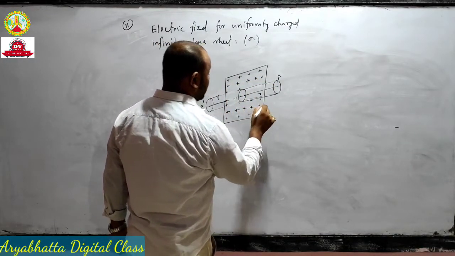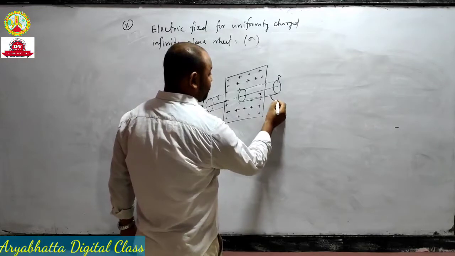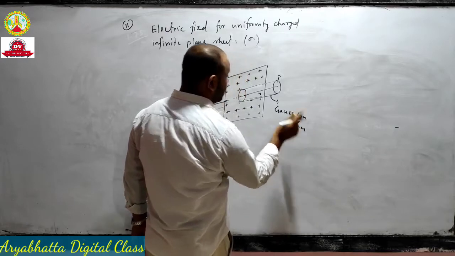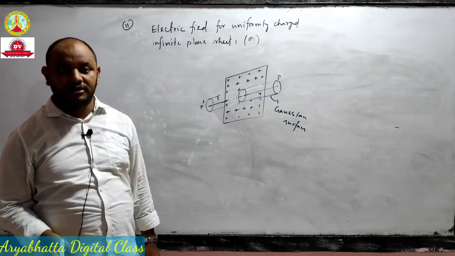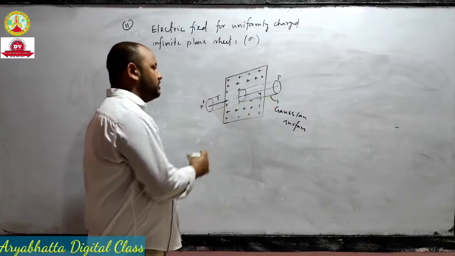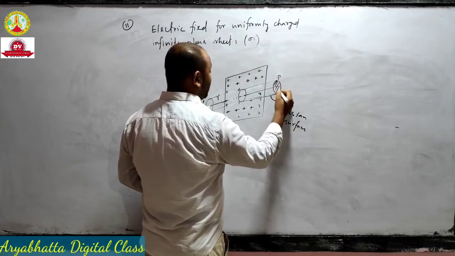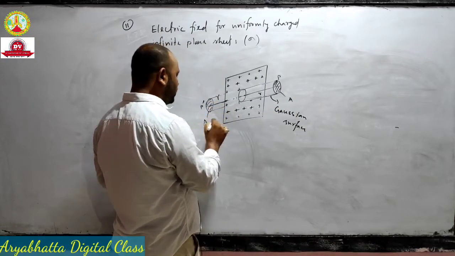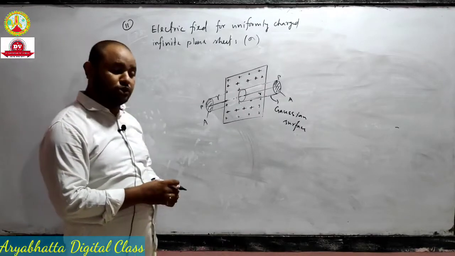So we need to calculate the electric flux for this Gaussian surface. Here the Gaussian surface is a cylinder of length twice r, which is passing through this plane sheet. Suppose the cross-sectional area of this flat surface is A, and the cross-sectional area of this flat surface is also A. This is a uniform cylinder of the same cross-section. At every point the cross-section will be the same.